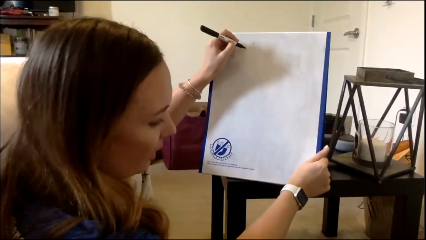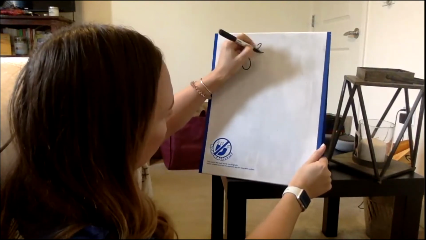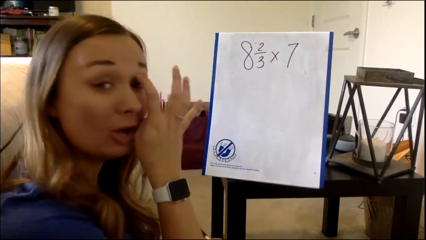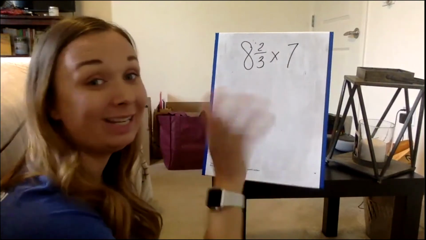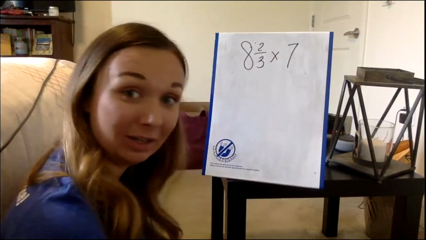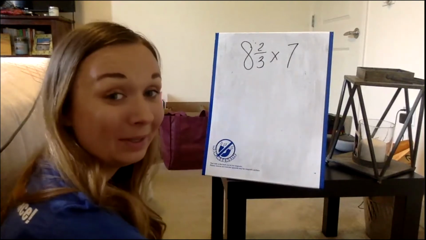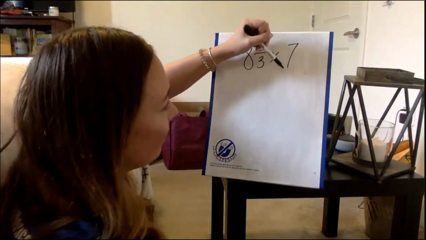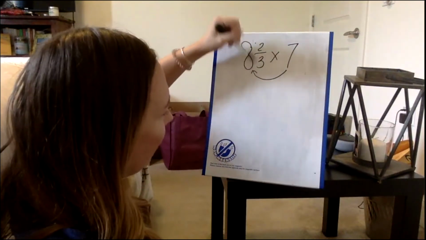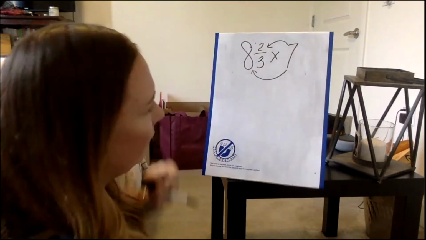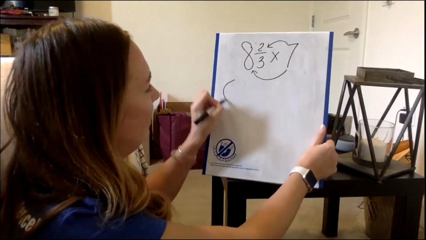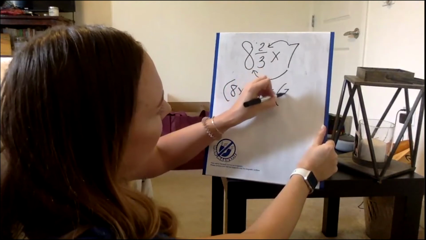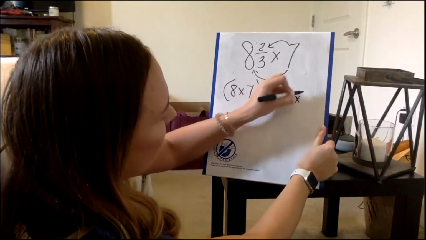Next one, I'm going to do 8 2/3 times 7. Now this one I just wrote the opposite way. We know that we can write multiplication either way. 7 times 2/3 or 8 2/3 is the same as 8 2/3 times 7. So I'm still though going to take the whole number and multiply it into both. So I'm going to get 8 times 7 plus 2/3 times 7.